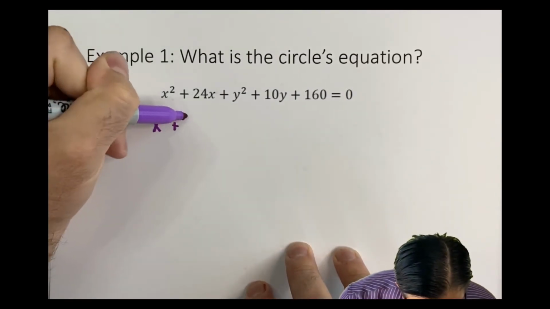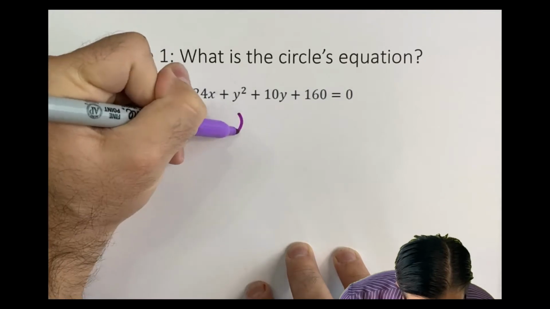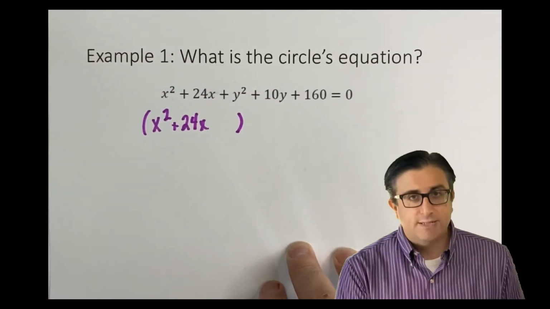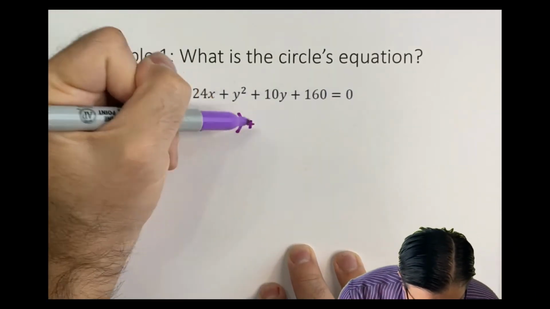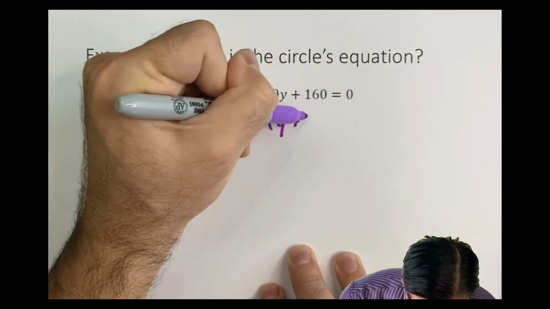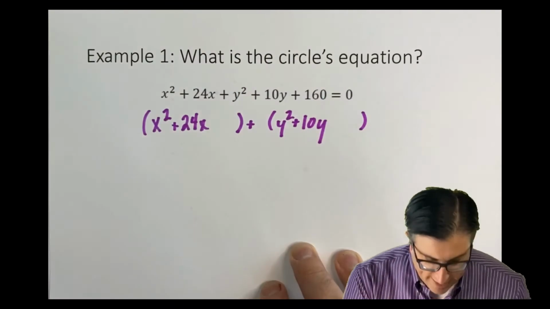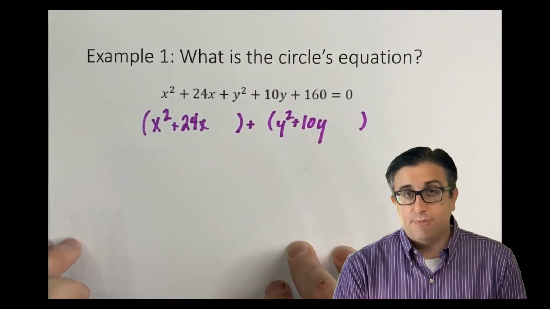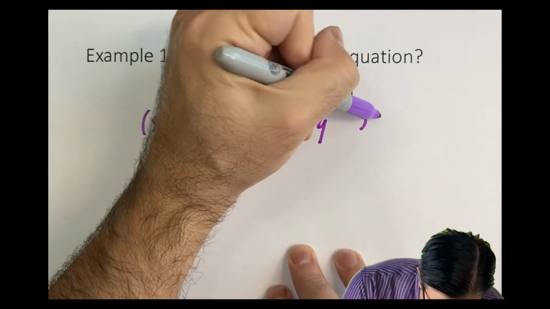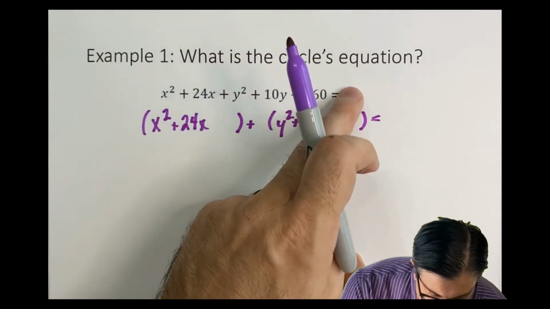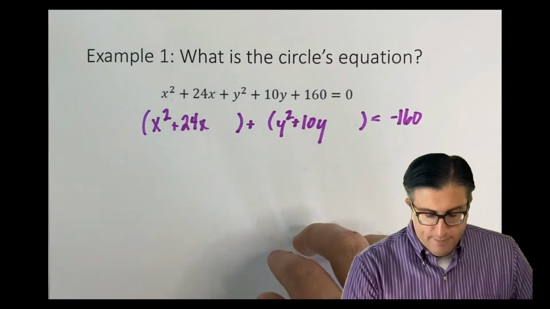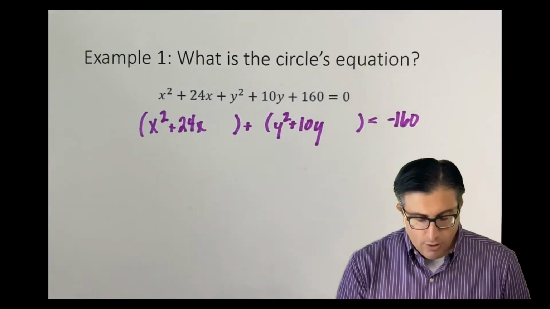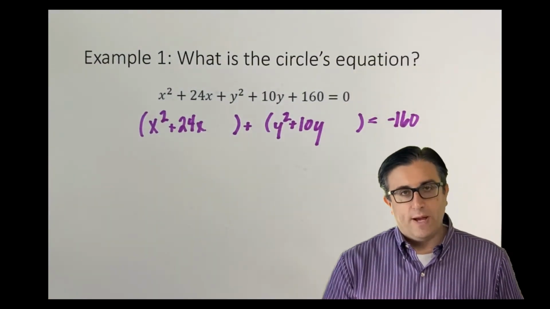X squared plus 24x. And I'm going to put that in parentheses and leave some space because I need to add something so that will factor. Plus y squared plus 10y. Again, I'm going to leave some space because I need to add something so that one factors. And that equals, I'm going to bring this 160 to the other side, which means I have to subtract it to the other side. Well, now it's getting a little bit closer to the circle equation.